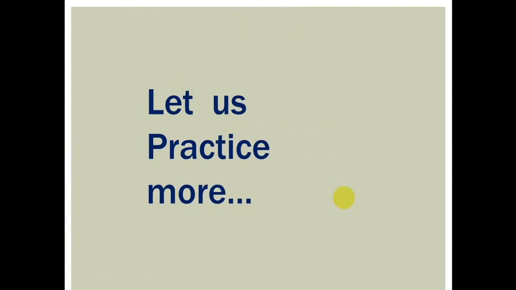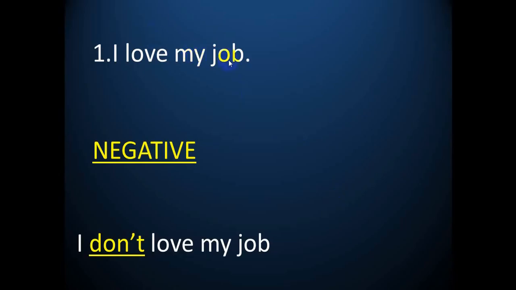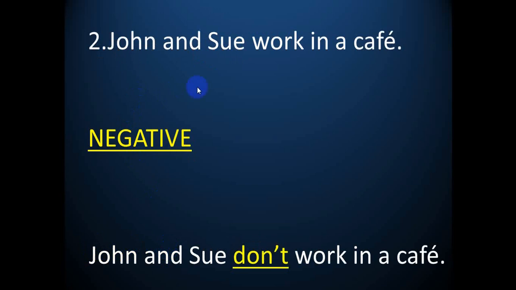Let us practice more. I love my job. So when we turn it to the negative form, I don't love my job. Bravo, we placed the auxiliary verb before the main verb love. Joan and Sue work in a cafe. When we turn it to the negative form, we will have Joan and Sue don't work in a cafe. We only placed the auxiliary verb don't before the main verb. That's it.